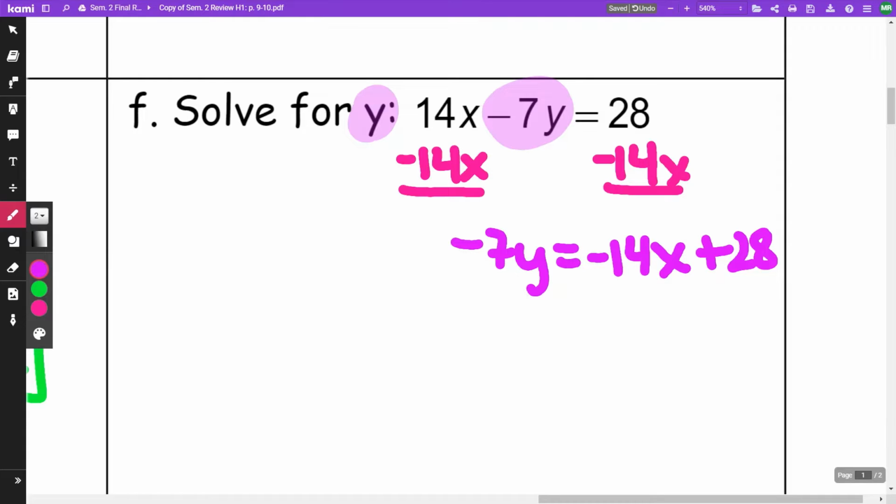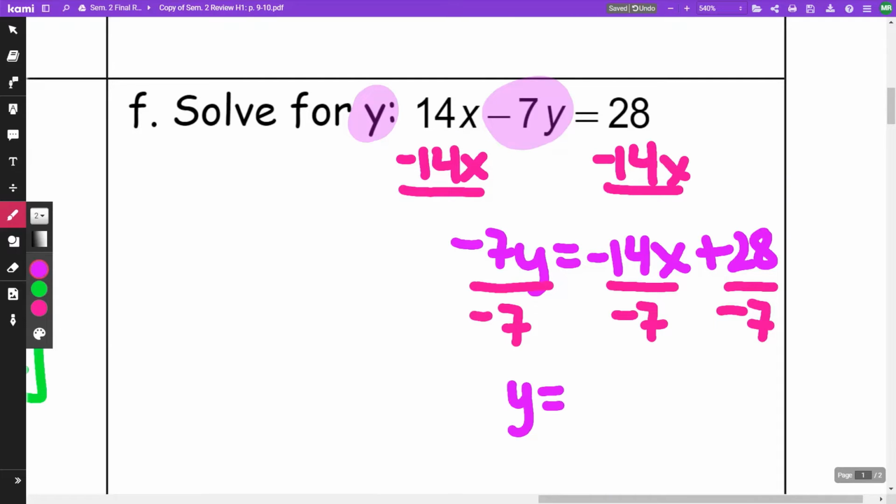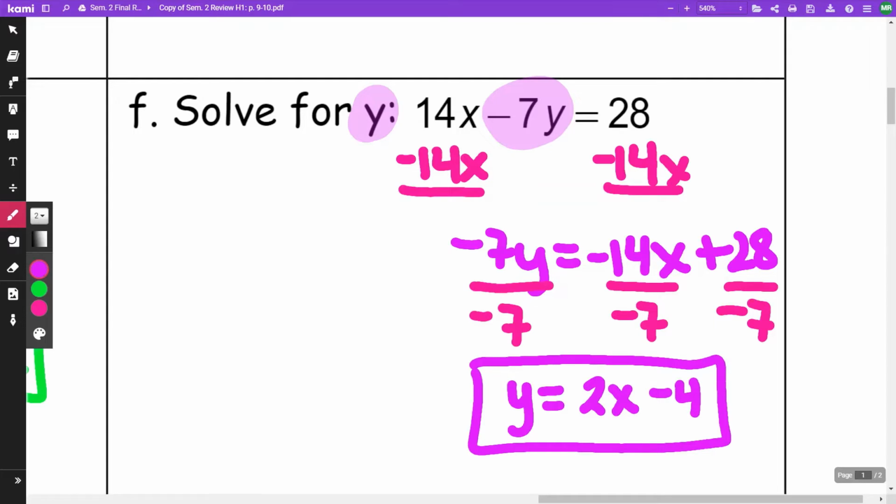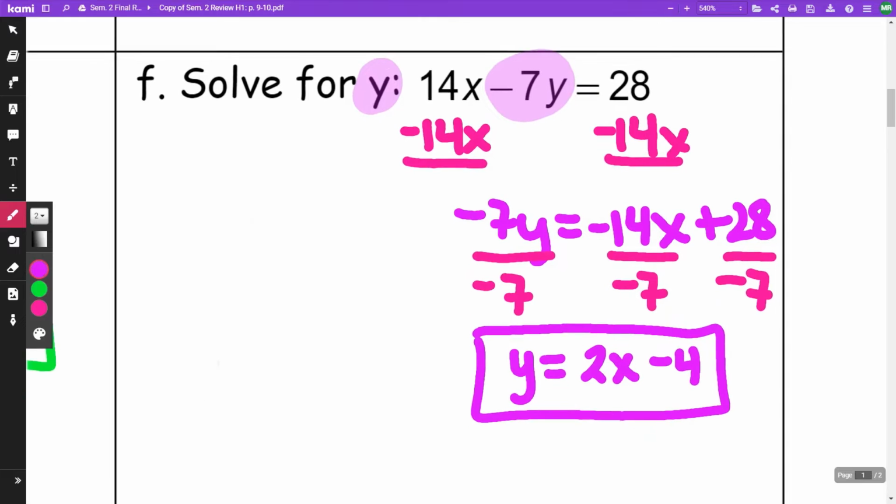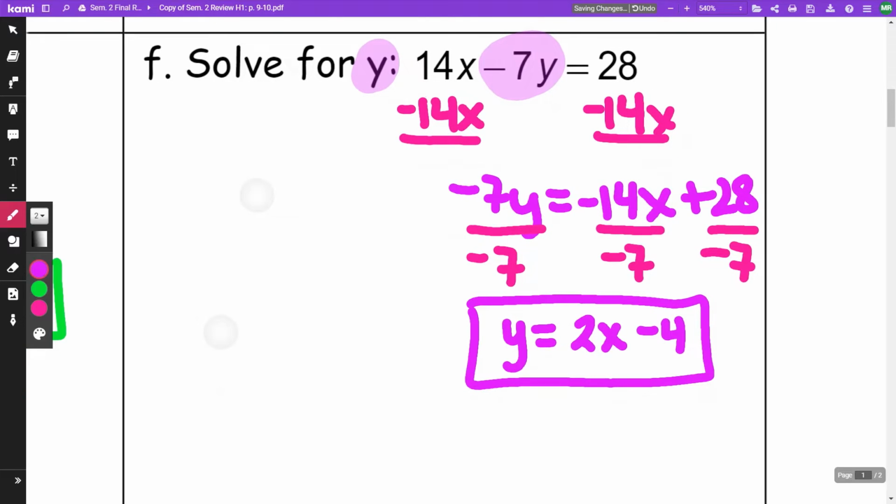Then I want to get my y by itself. So I'm going to divide by -7, and I'm going to divide each of these separately by -7 because that will clean up nice. This is going to be y is equal to positive 2x minus 4. And that's our answer. And now if they wanted us to graph this, we could just find our y-intercept and our slope nicely.